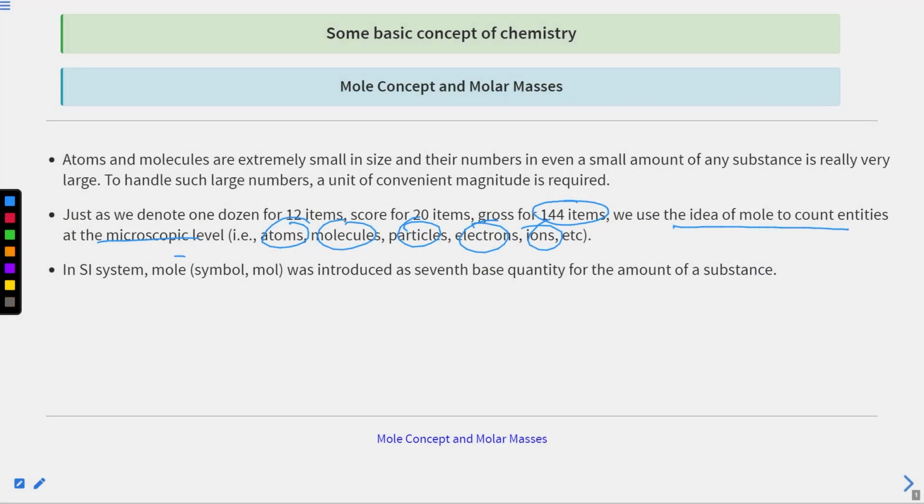Now the mole can be said to be the counting unit in the SI system, and this is the 7th base unit. We have 7 base units, in which we have candela for intensity, meter for distance, second for time. Similarly we have mole for counting, and this is the 7th base unit. Clear?